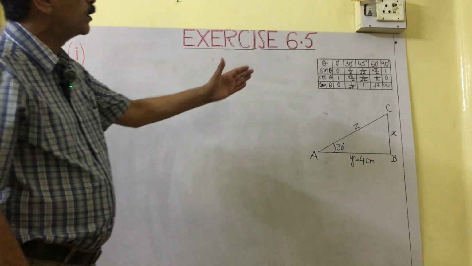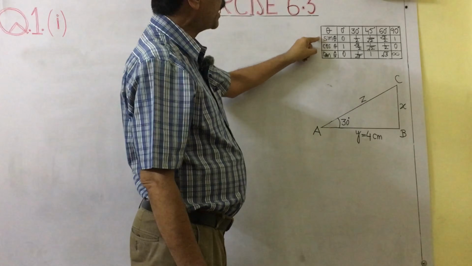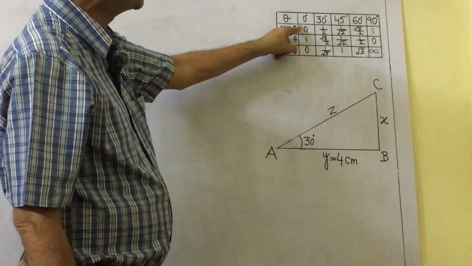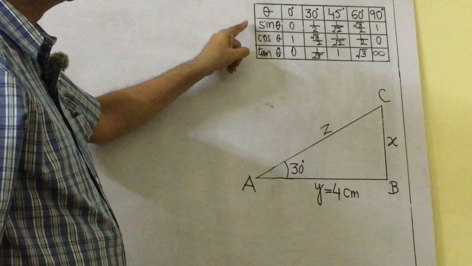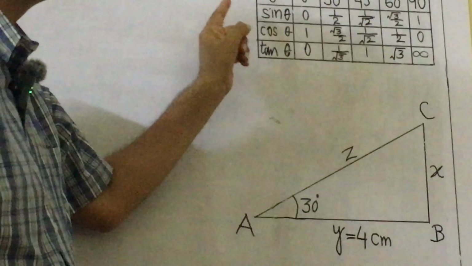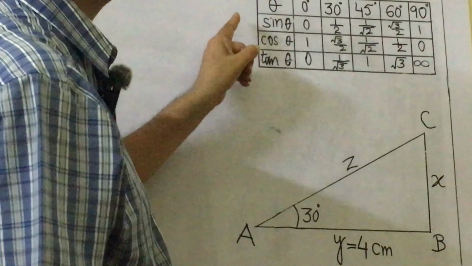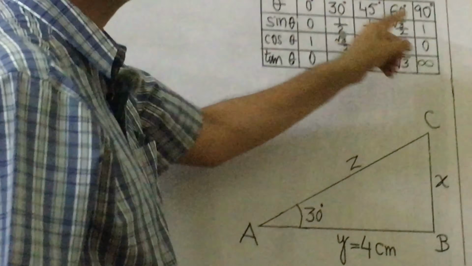Let us review the trigonometric ratios table. Sine of 0 degrees is equal to 0. Sine of 30 degrees is equal to 1 by 2. Sine of 45 degrees is equal to 1 over square root of 2. Sine of 60 degrees is equal to square root of 3 by 2. Sine of 90 degrees is equal to 1.